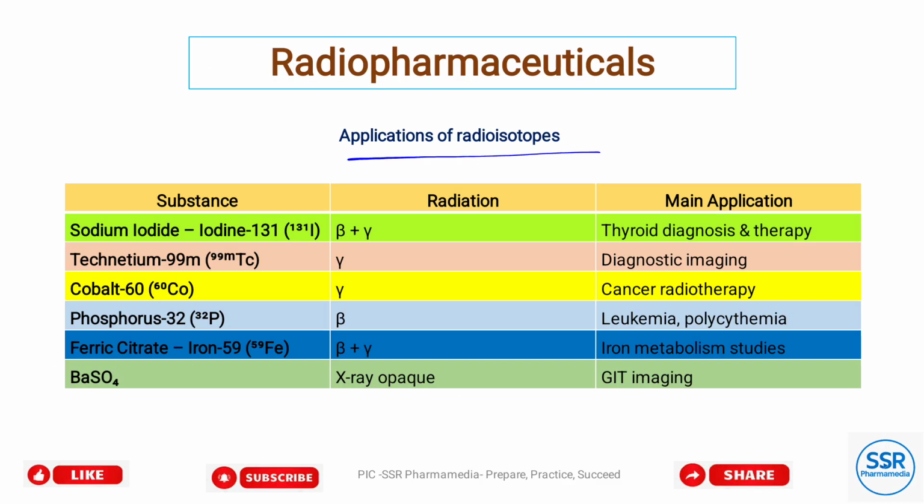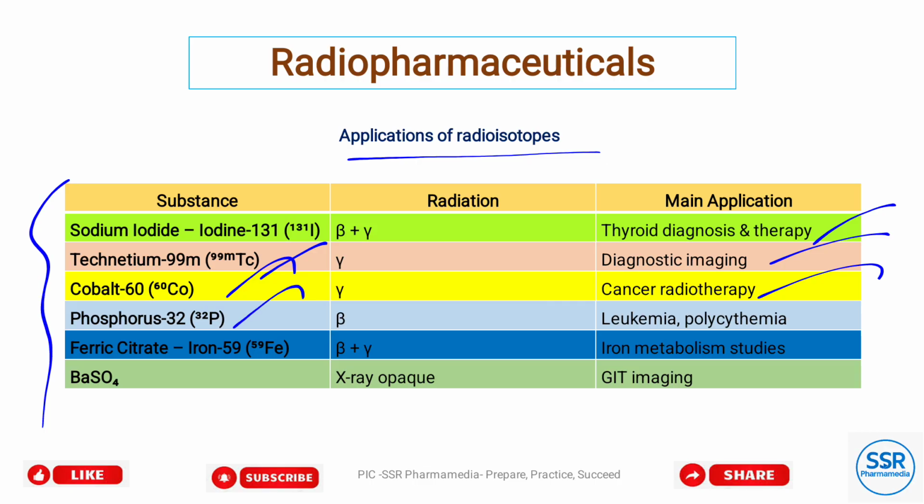So next is application of radiations. The important compounds: sodium iodide is used for thyroid diagnosis and therapy. Technetium-99 is used for diagnostic imaging, and cobalt-60 for cancer radiotherapy. Phosphorus-32 for leukemia and polycythemia. Ferric citrate, iron-59, is used for iron metabolism studies, and barium sulfate is an X-ray opaque, radio-opaque medium. It is used for gastrointestinal tract imaging.